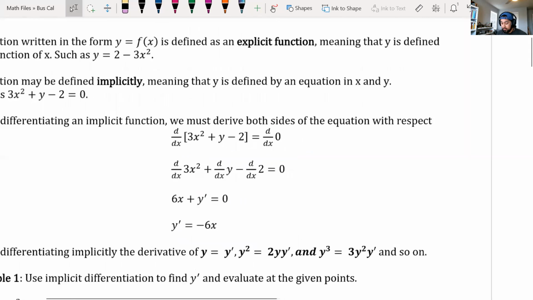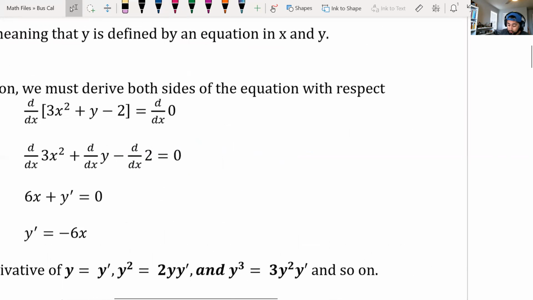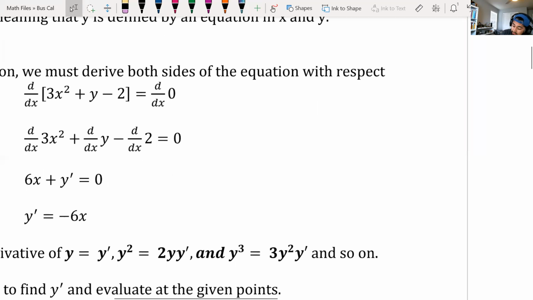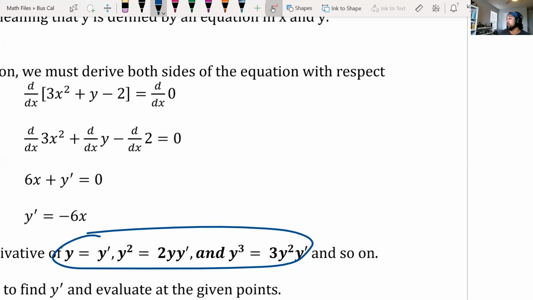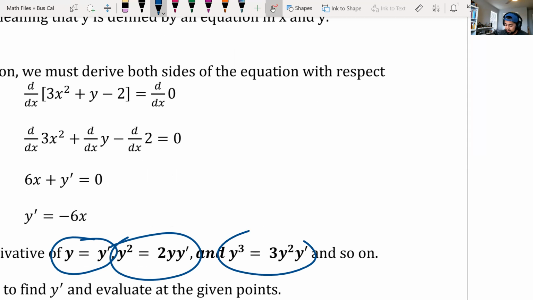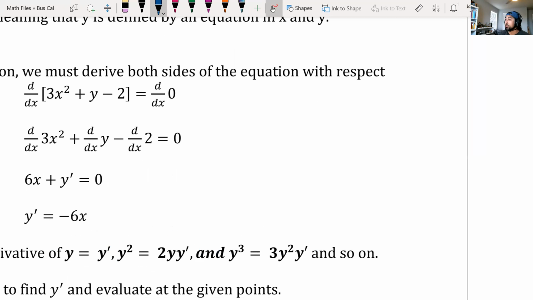Now, my math lab has different types of notations for the implicit derivative. So below, there's a little key that we'll go by. These are the implicit derivatives of y with respect to x. The implicit derivative of y is y prime. The implicit derivative of y squared is 2y y prime, and the implicit derivative of y cubed would be 3y squared y prime. Now I'm going to show you how these notations work.